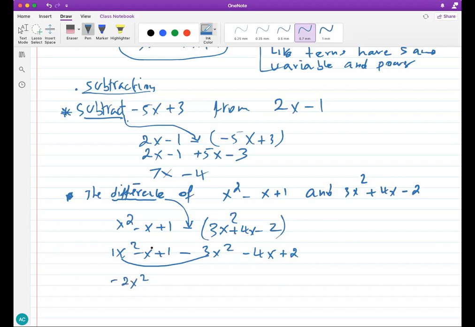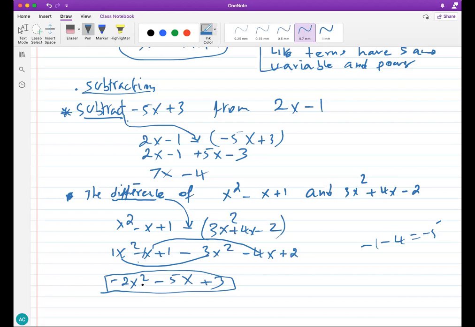And, of course, we're going to combine these two. What is the coefficient here? Negative 1. So we're going to combine negative 1 and negative 4, which will be negative 5x. Finally, we have positive 1 plus 2, that's plus 3. And that's it. That's the answer.